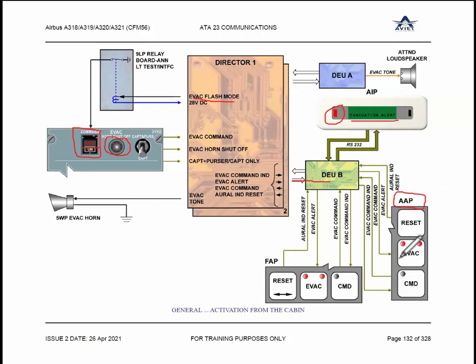On the additional attendant panel, the light will come as well as the sound. This is all on the attendant loudspeakers only. Keep in mind, it will not go to the cabin, my friend. This evacuation sound signal will not go to the cabin. It will only go to the attendant loudspeakers. Is it clear?